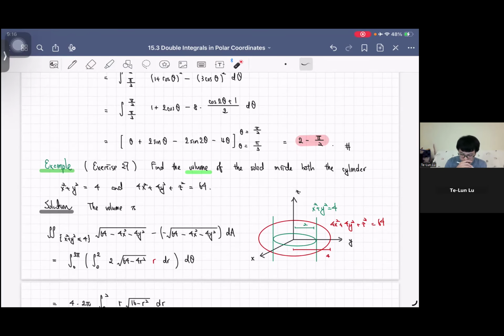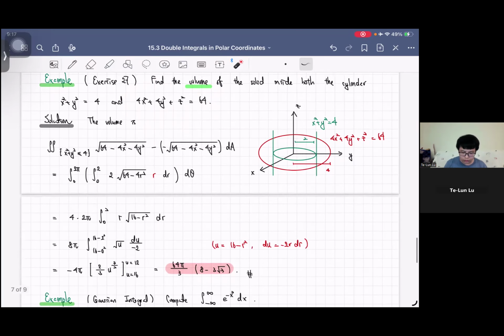Okay, so after the area problem, we have this volume problem. We want to find a solid within the cylinder x squared plus y squared equals 4, so it looks like this. It is a circle in the two-dimensional plane, right? But z is not restricted now, so it is a cylinder. Okay, and we also have 4x squared plus 4y squared plus z squared equals 64. This is an ellipsoid. It looks like this, an ellipsoid.